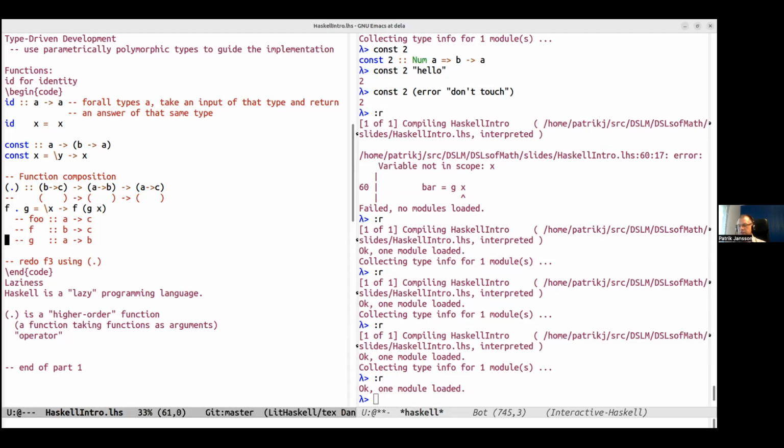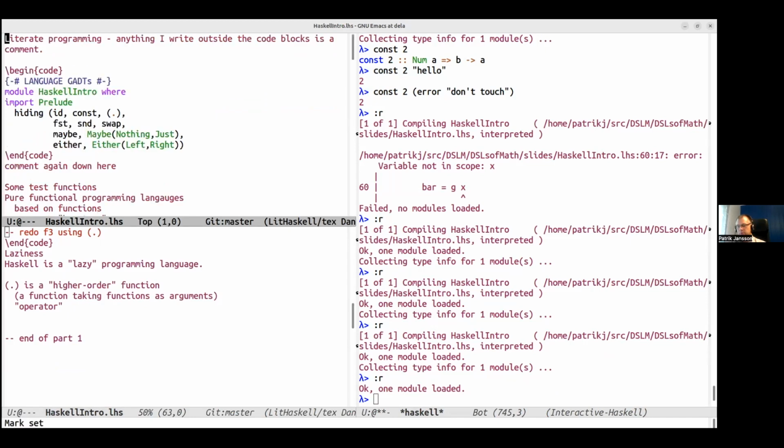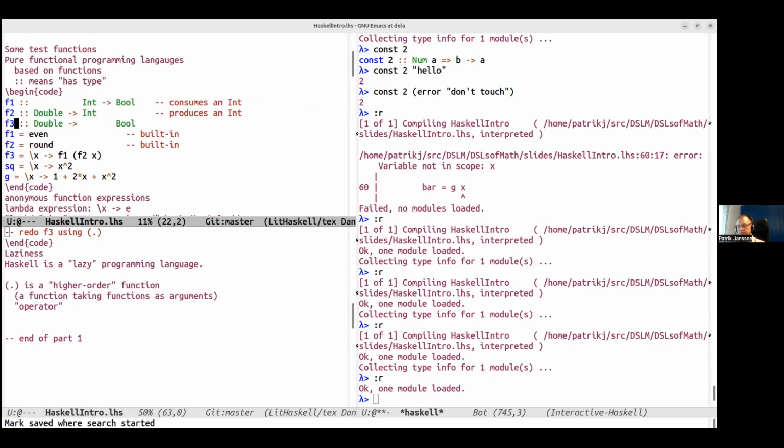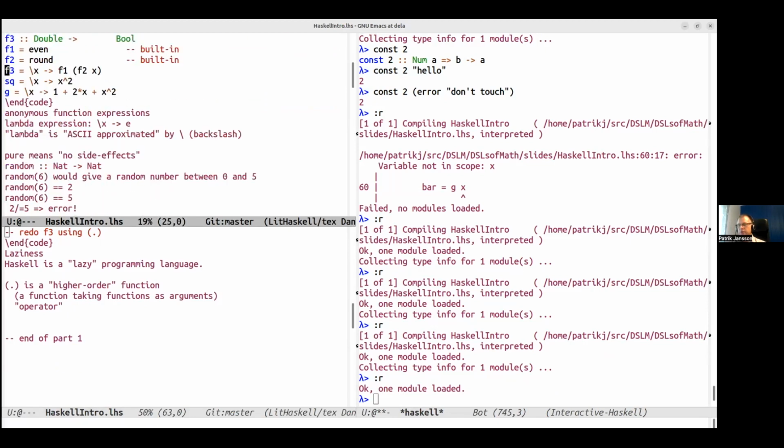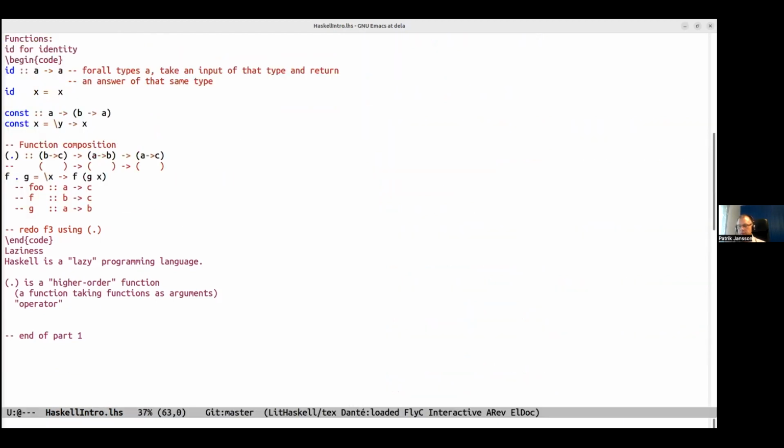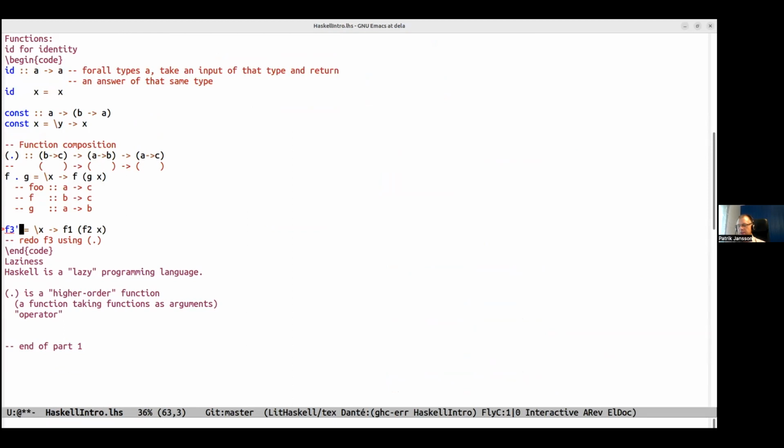Okay, and here it says redo f3 using dot. So let's split the screen a bit and search for f3. So we defined this function before. So I'll now move it down here and call it f3 prime.